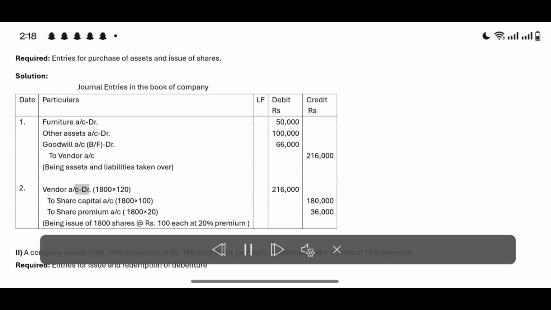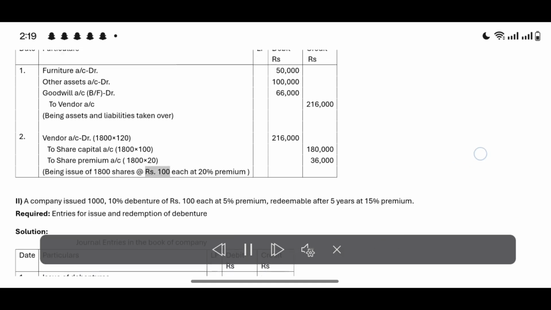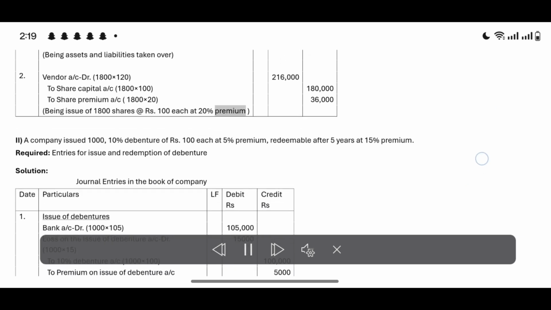Vendor A/C Dr. 1,800 times 120, 216,000. To share capital A/C, 1,800 times 100, 180,000. To share premium A/C, 1,800 times 20, 36,000. Being issue of 1,800 shares at 100 rupees each at 20% premium.